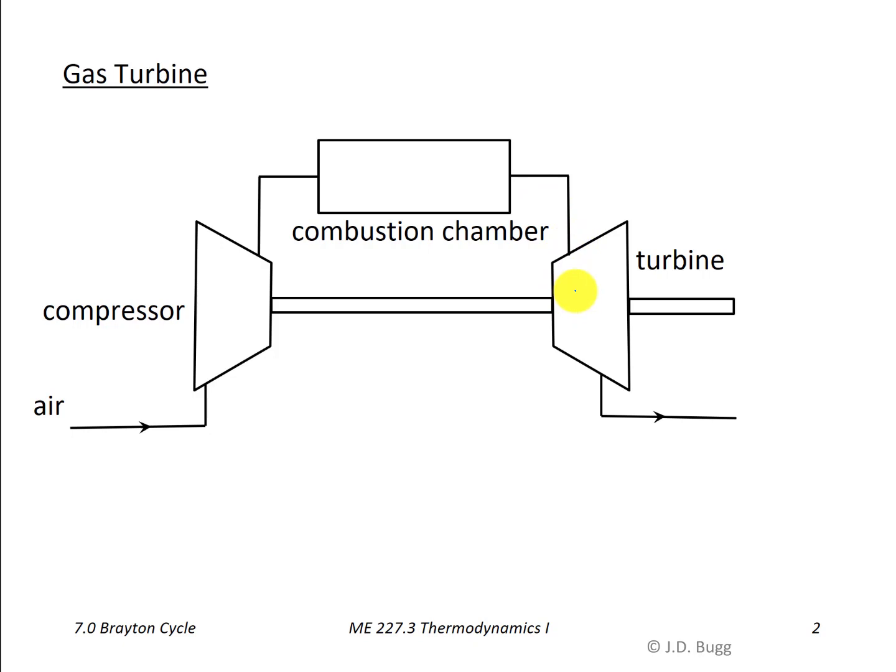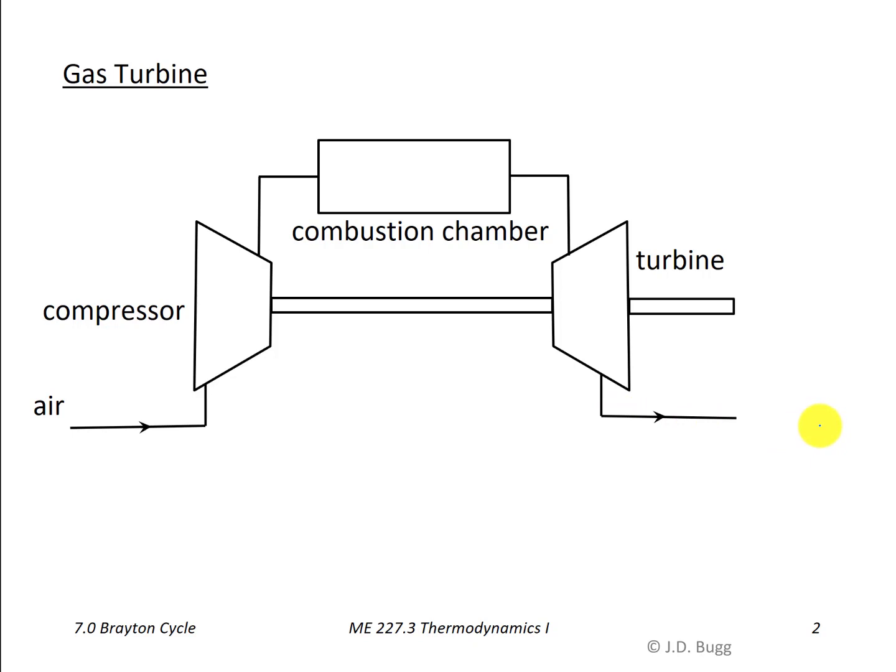That work goes two places. A portion of the work produced by the turbine is used to run the compressor, and we show that schematically here just by having them mounted on a common shaft. But it produces a lot more work than is required to run the compressor, so that extra work is available in the surroundings here in order to run whatever piece of equipment we want. Typically that would be a generator to generate electricity. And then the gases leave the turbine and go into the atmosphere.